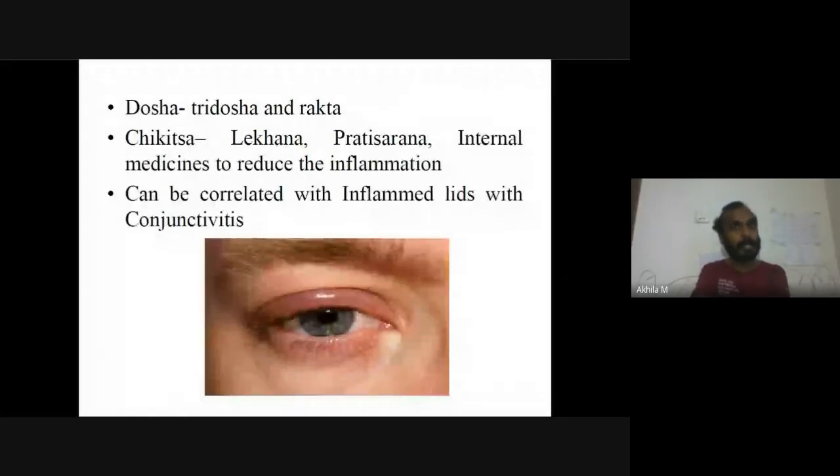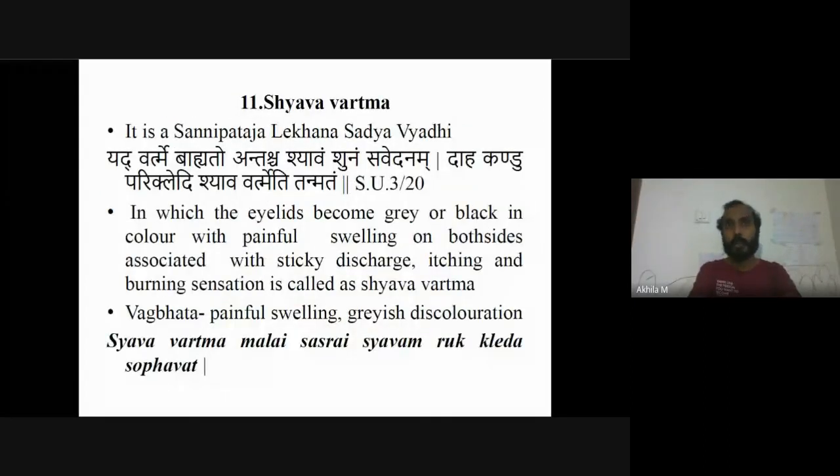It is a Lekhana Sadhya Vyadhi. Pratisarana was also advised, along with internal medicines to reduce the inflammation and the doshas. Tridosha and Rakta Hara Chikitsa can be advised, Lekhana Pratisarana, or in general we can give some medicines also. This can also be correlated with different types of inflammations, different types of conjunctivitis, allergic or any type, that cause pain, Kledatwa, and edematous conditions over the lid.